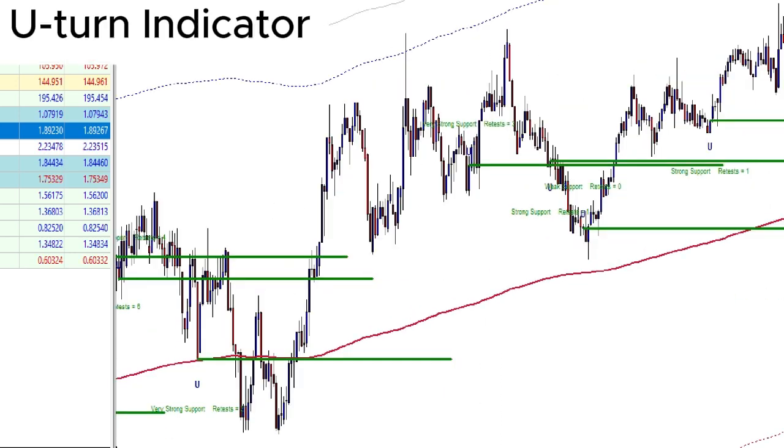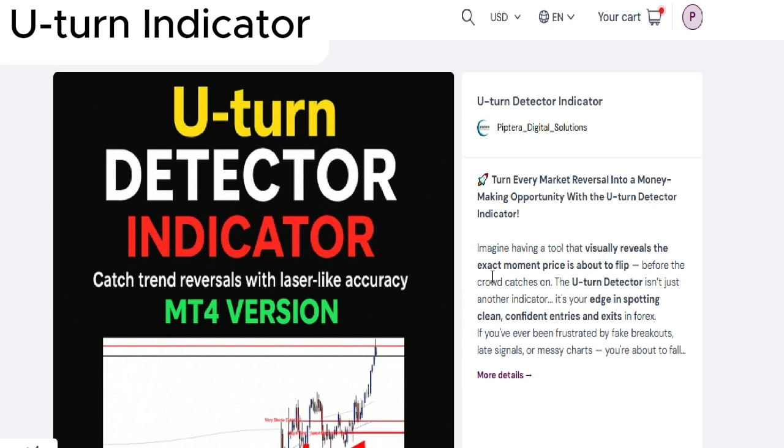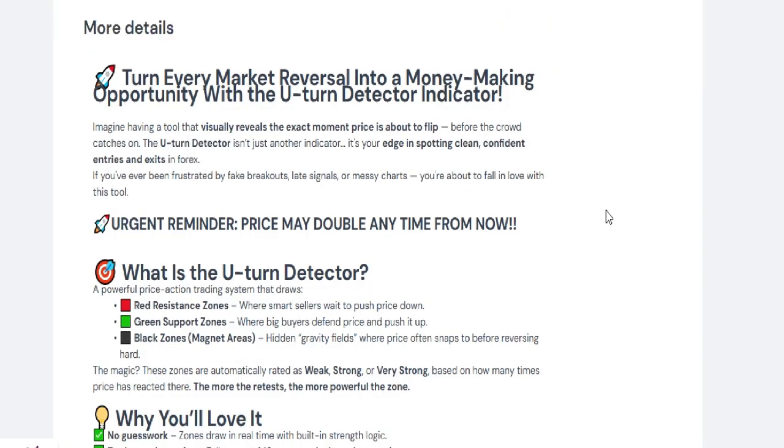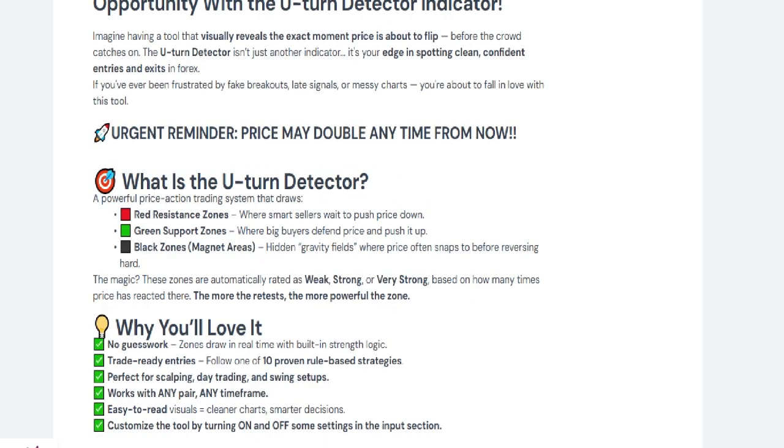You can use this indicator to turn every market reversal into a money-making opportunity with the U-turn detector indicator. Imagine having a tool that visually reveals the exact moment price is about to flip. This U-turn indicator has a red resistance zone, as we saw. We have the green support zones, as a result line, but it is a zone, and then we have the black zone, the magic areas, and we are going to draw them in manually, as I will show you later in this demonstration.